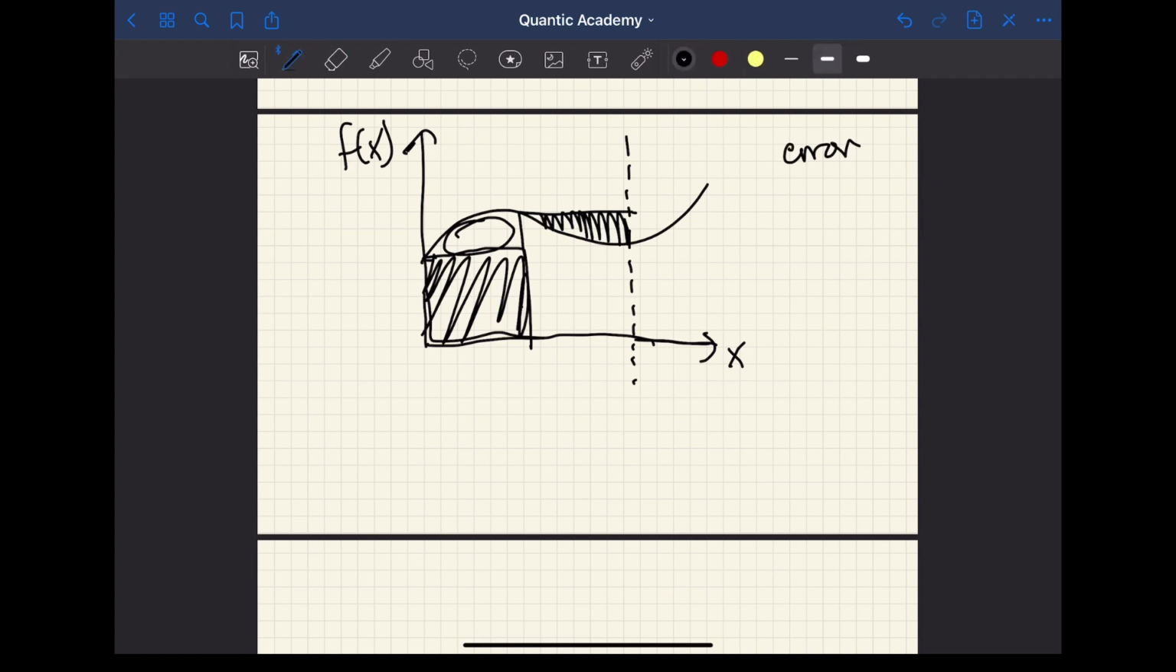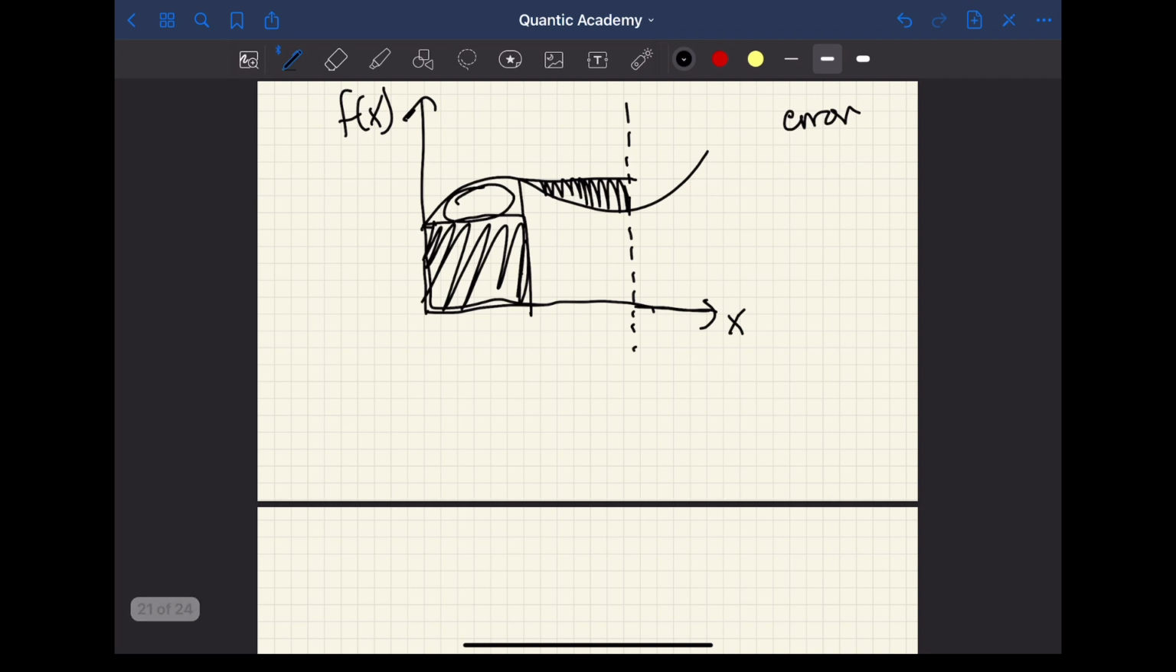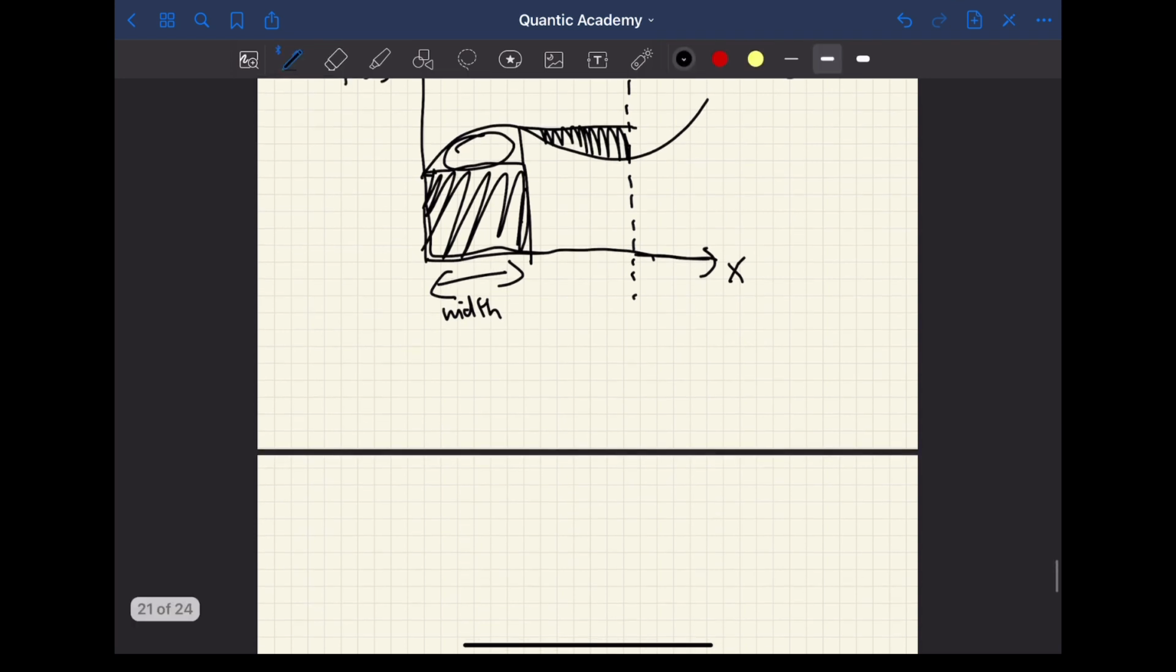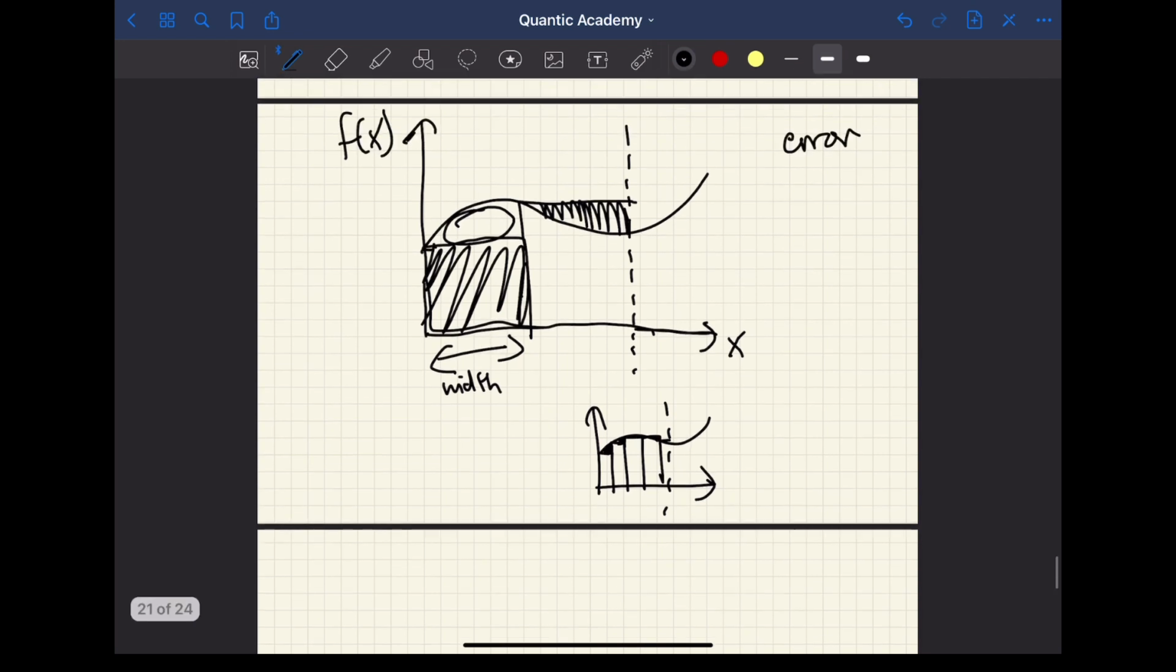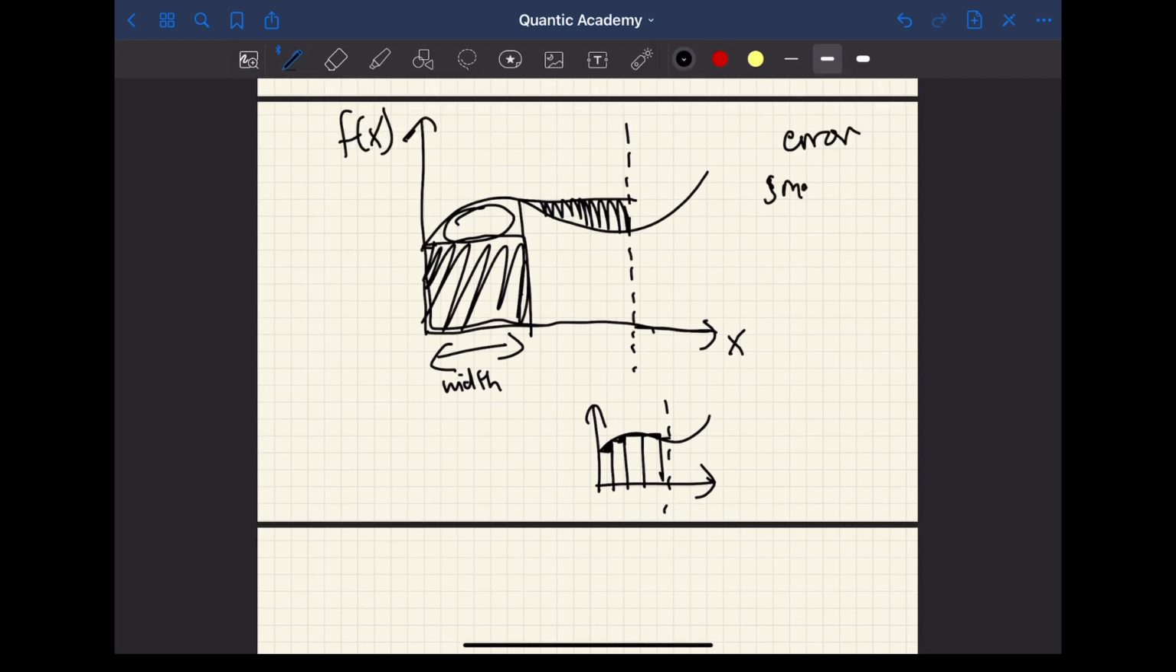So what can I do? Well, I can try to reduce the error because I want an accurate answer. So if I reduce the error, what I can do is reduce the width of the rectangle, okay? So this is the width of the rectangle. I can reduce it, so let me draw a smaller version here. If I make the width smaller, then as you can see, the error here is much smaller, okay? The error here is much smaller. And so, the smaller the width of the rectangles, the lower the error.